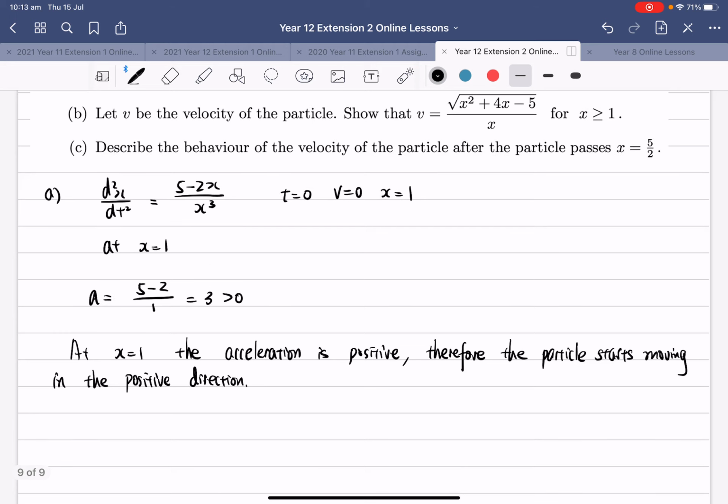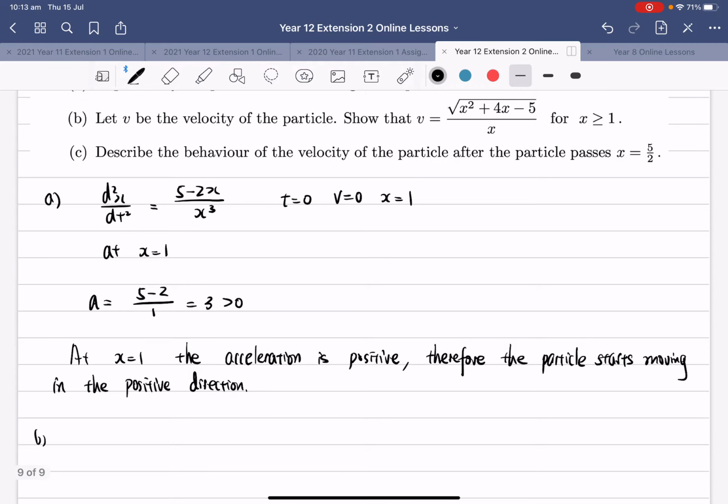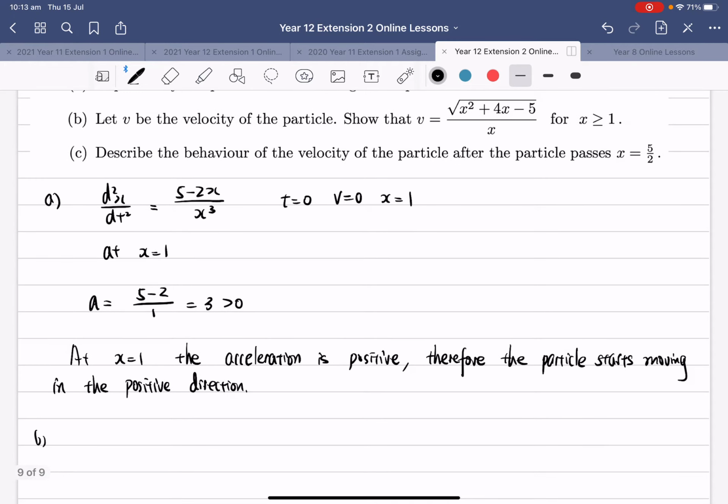Okay, alright, now question B. Let v be the velocity of the particle. Show that v is equal to that expression here. So this is vx now. Okay, so now you think about the question. We have the ax function here.